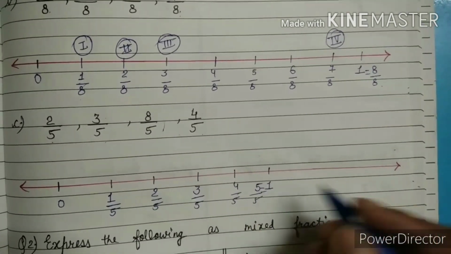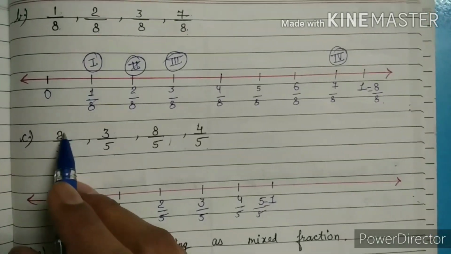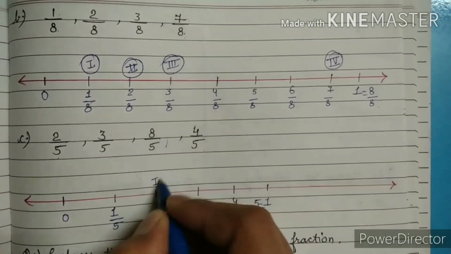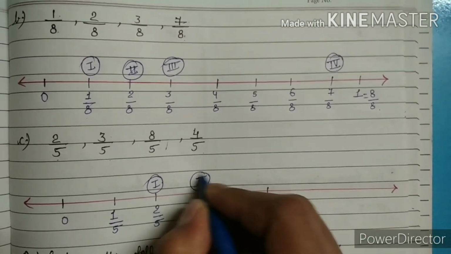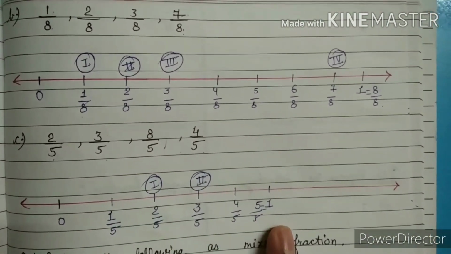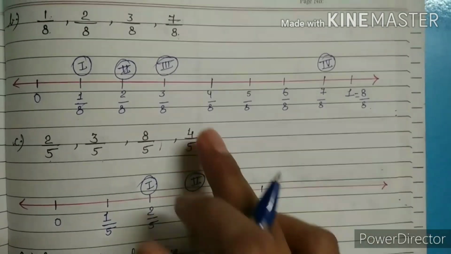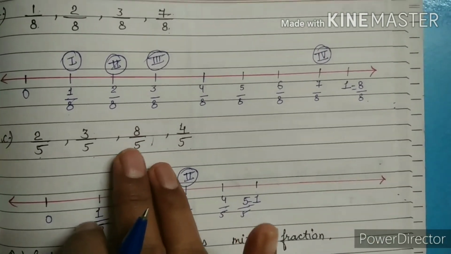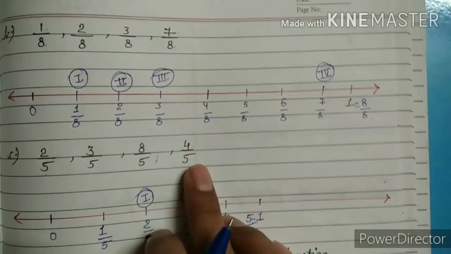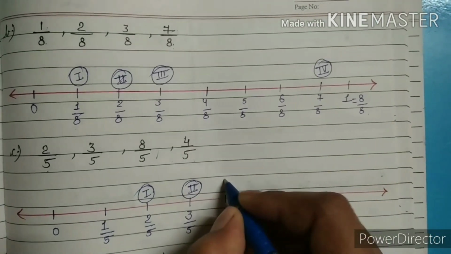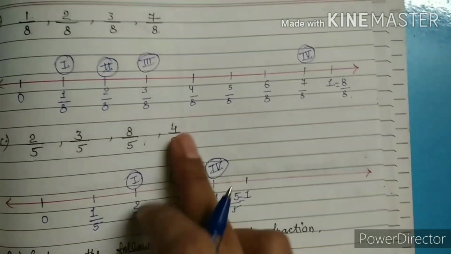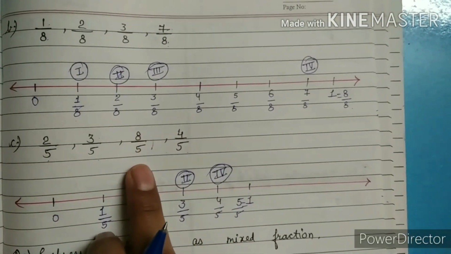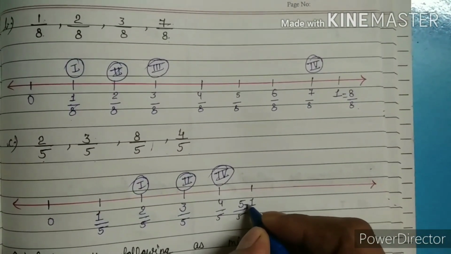Okay. So have you seen 2 by 5? Yes, here is 2 by 5. 3 by 5? Yes, here is 3 by 5. Is 8 by 5 looking? No, 8 by 5 is not looking. Okay, so for some time we are skipping it. Is 4 by 5 looking somewhere? Yes, here is 4 by 5. So this is the fourth point. Now, what we have to do for the 8 by 5? Just we will go more.